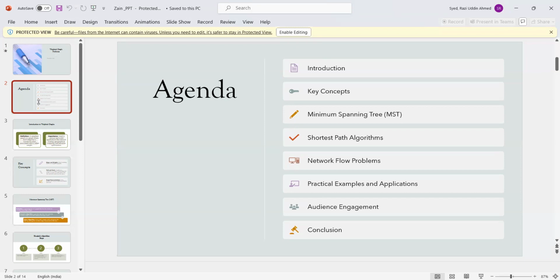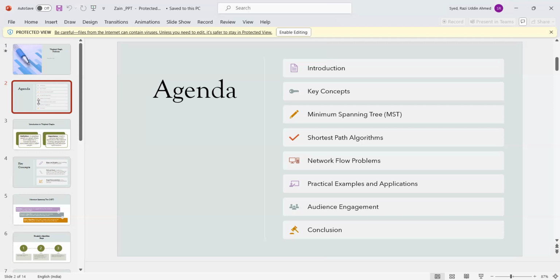In the introduction of weighted graph problems, we will have a brief overview of what weighted graphs are and why they are important. And their key concepts will be fundamental elements and terminologies related to weighted graphs. And then minimum spanning tree: an explanation of what an MST is and how it can be computed using different algorithms. And shortest path algorithms: methods to find the shortest path between nodes in a graph. And network flow problems: a discussion on how to determine the maximum flow in a network.